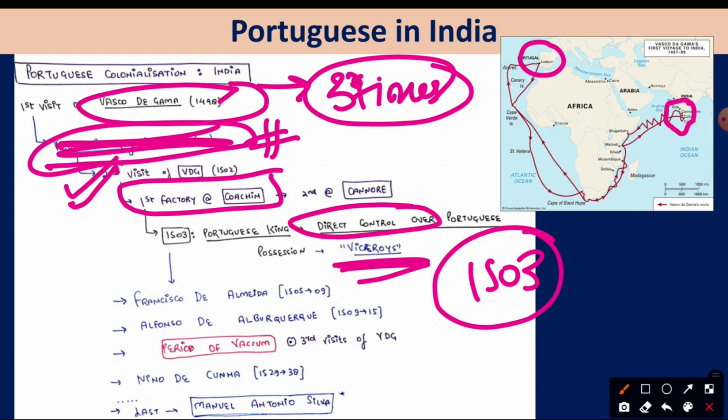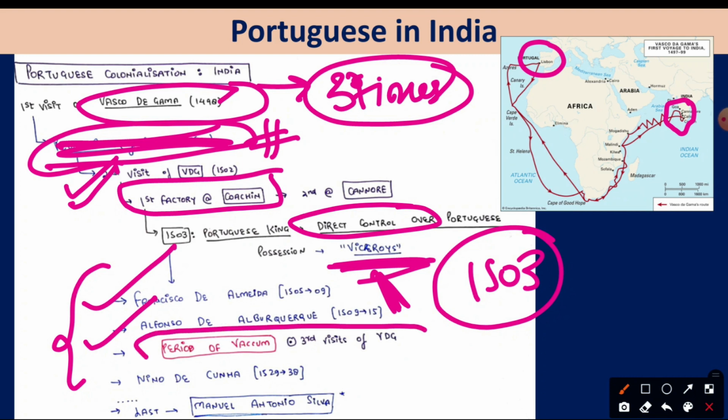And hence they started appointing the Portuguese viceroys. The first important one was Francisco de Almeida, and the second was Alfonso de Albuquerque. So these are 2 important viceroys for the Portuguese in India, right? They did most of the work.